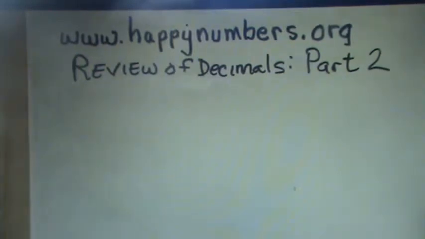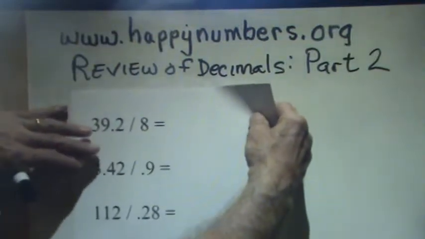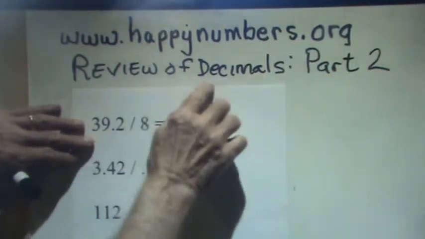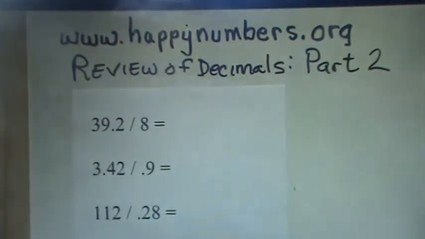Let's take a look at these problems. We have some division now. So put the DVD on pause, write these problems down, and then work them out. And then turn the DVD back on, and we'll take a look at them. Okay, let's see how we did here.